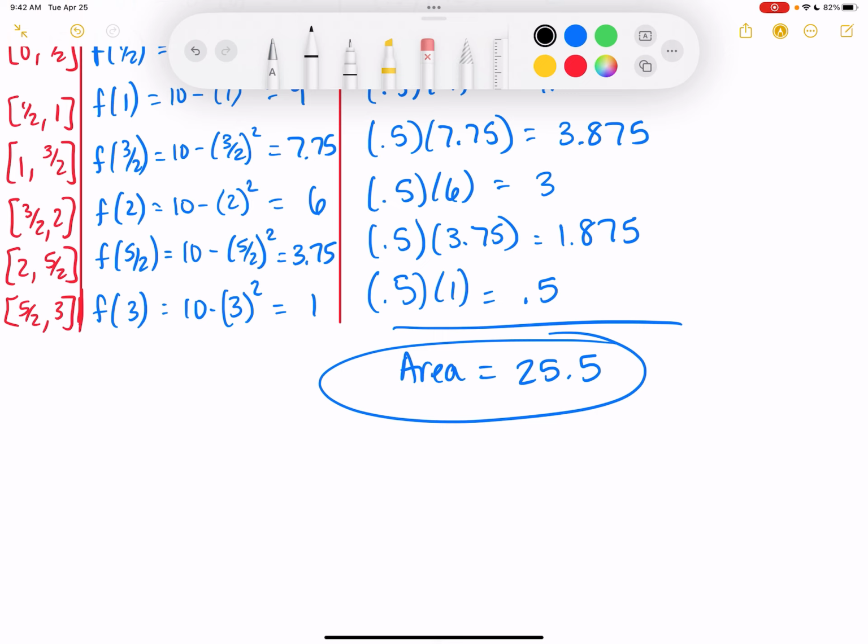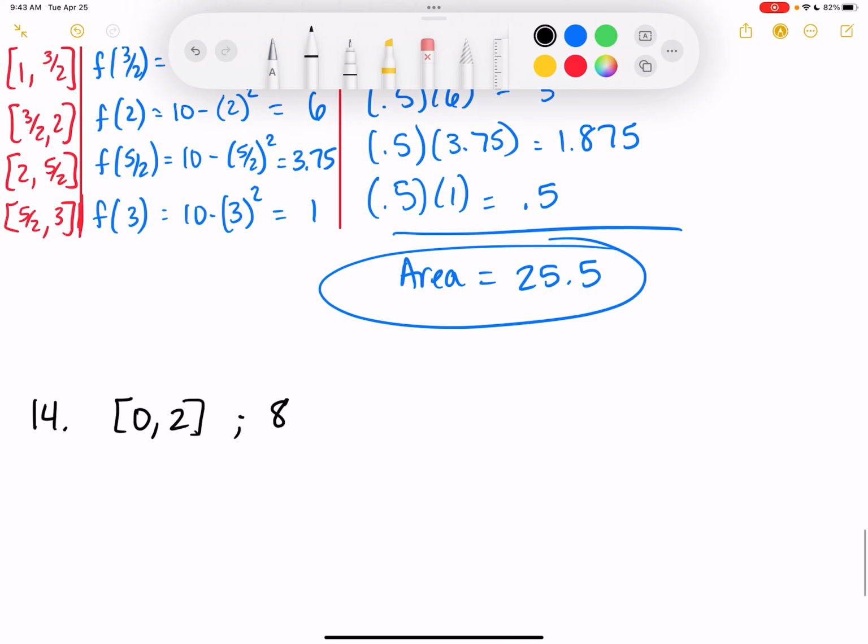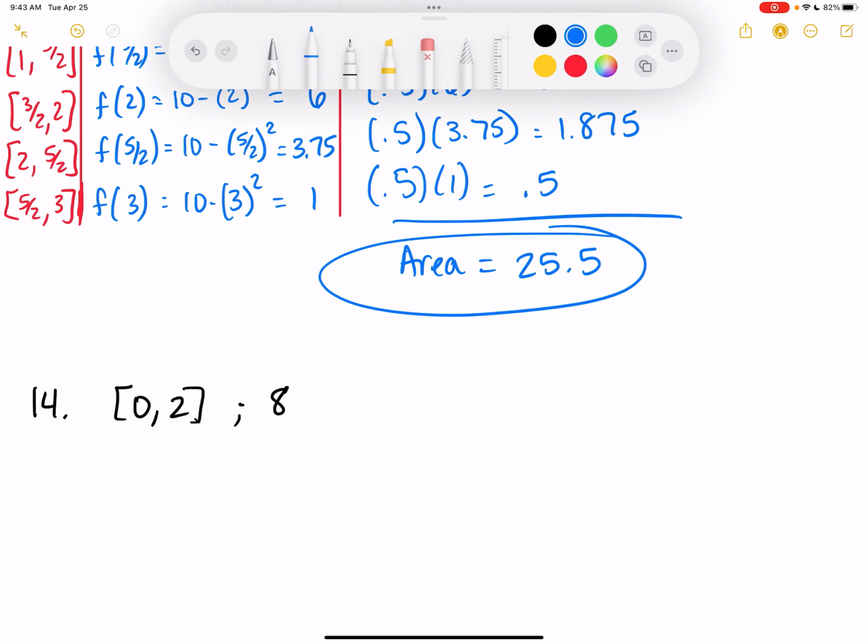Partition the given interval into the indicated number of subintervals. So if you have the interval from 0 to 2 and it wants 8 subintervals, how would we divide that up? Two divided by 8 is what? 1/4. So we're going to do increments of 1/4.